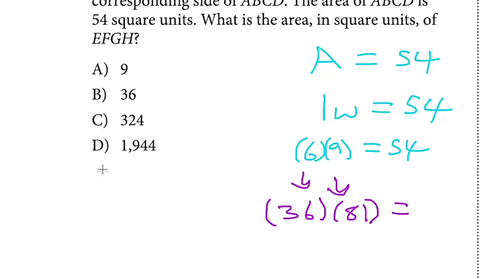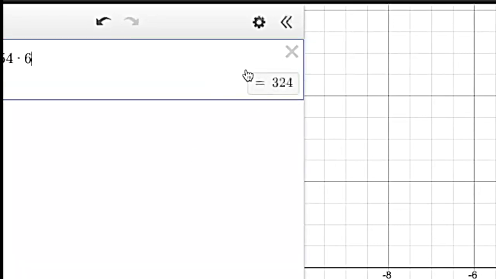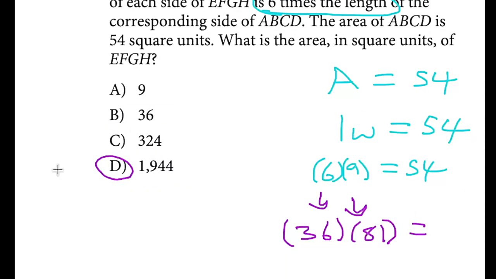36 times 81, I'm going to guess, is 1944 because all the other numbers are too low. I'm not even going to use my calculator because that would be a waste of my valuable time. Now notice that 54 times 6, if we just multiplied the area by 6, it'd be 324, which is a wrong answer here.